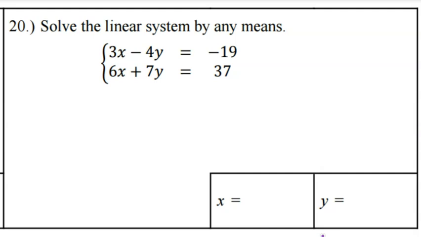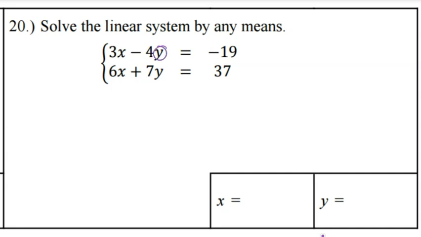All right, this last one here, we're going to solve the linear system. It doesn't look like substitution is going to work here. I don't have a situation where y has a coefficient of 1 or x has a coefficient of 1. And if I divide 4 by 3, I don't get a whole number. If I divide 3 by 4, I don't get a whole number. If I divide 6 by 7, or 7 by 6, I don't get a whole number. So I think elimination is probably going to work out better here.